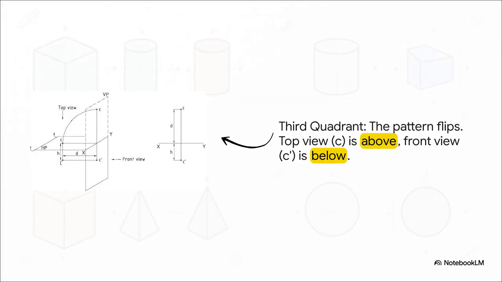And finally, let's jump to the third quadrant. Now we're below the floor and behind the wall. The pattern flips again. When we unfold it, the top view C is above the line and the front view C prime is below it. See, every single quadrant has its own unique signature on the 2D paper. Once you get this code for a single point, you can find any feature on any object.